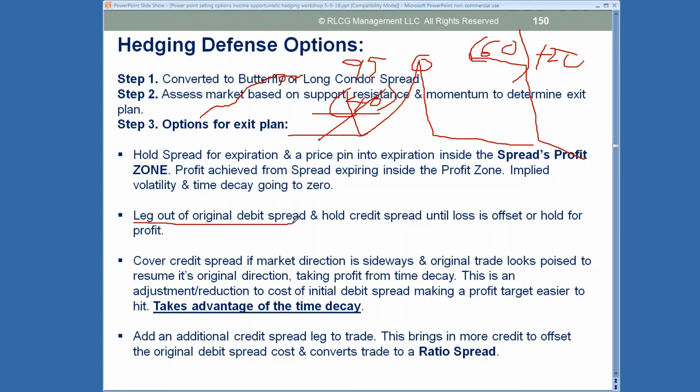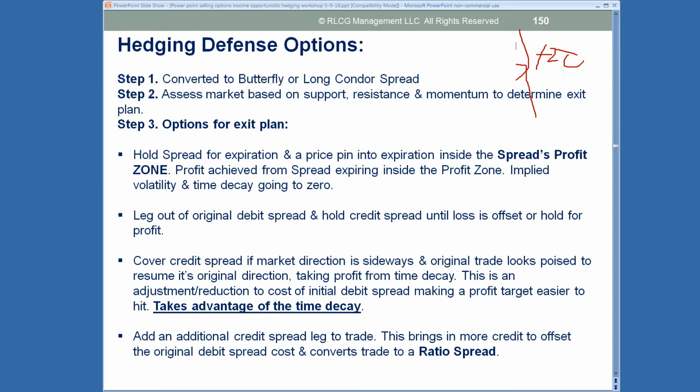All right, so you can leg out the debit spread and hold the credit spread until the loss is offset, so know what it takes to offset the loss that you were taking, say, on the debit spread. Or the other thing you could do is cover the credit spread. So if it looks like it's going to regain its original direction up, let's say if you had a call debit spread, then you just close out the bear call credit spread side. You might actually have profit in that one, because if the market's kind of churning sideways, you're getting time decay on that. So a lot of times you're going to see that you'll actually maybe even have profit on that credit spread, which then would adjust down the cost of your debit spread.